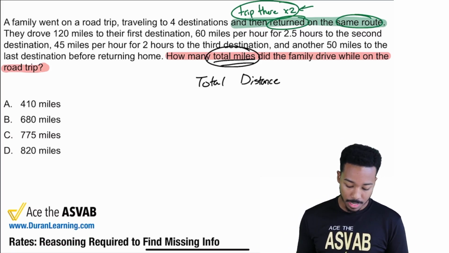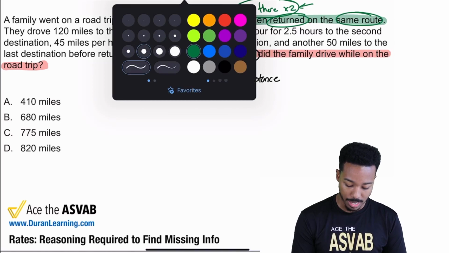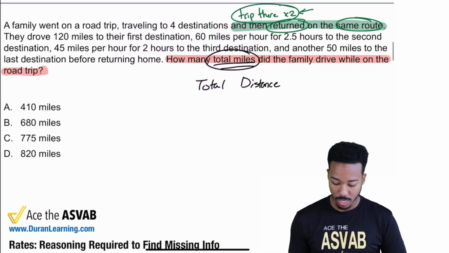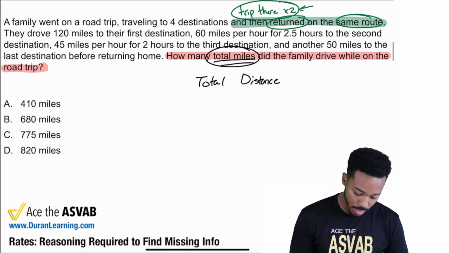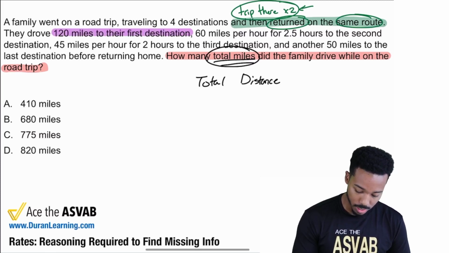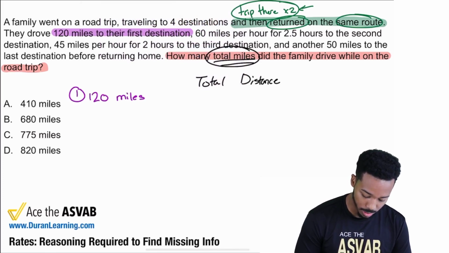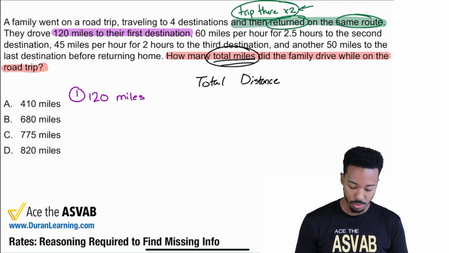So let's go ahead and take a look here. We have these 4 destinations. I'm not sure how important that is right now, but nonetheless, let's take a look at what we have. They drove 120 miles to their first destination. Okay, that's pretty good. So destination 1, 120 miles. Because again, we have 4 destinations. So first trip, 120.